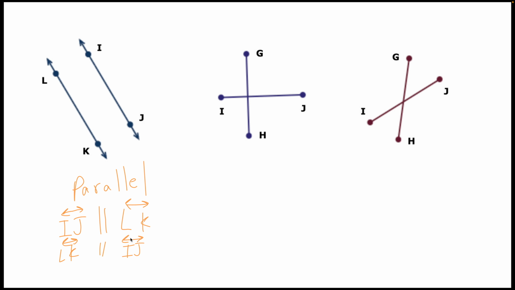Now, for the middle figure, these are perpendicular. And to write perpendicular, we would say that IJ, and remember that's a line segment there. Pay attention to whether it has arrows or not. So line segment IJ, this is the symbol for perpendicular. It's kind of like an upside down T. IJ is perpendicular to GH, to line segment GH. Again, you could reverse that and it'd be fine.